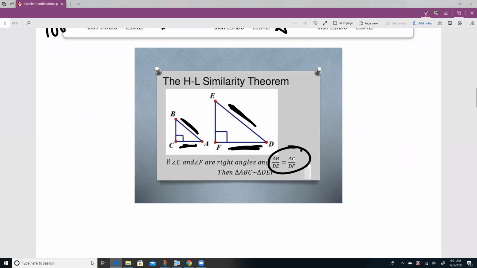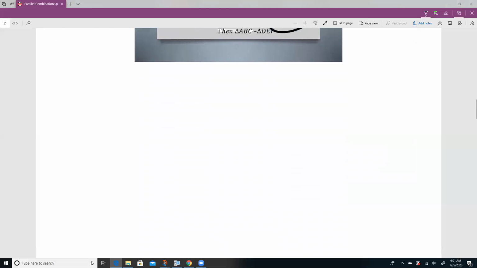Now, one thing that's kind of cool about this is notice that that right angle isn't between your two sides. So this isn't a side angle side scenario. This is a hypotenuse leg scenario. We don't necessarily know that angle A is congruent to angle D. And once we've proven that similar, we do, but initially we do not.